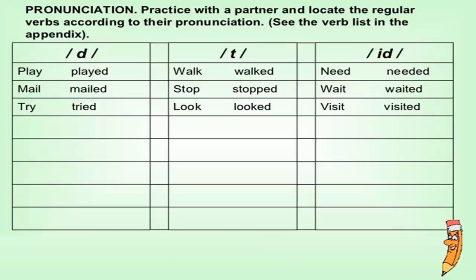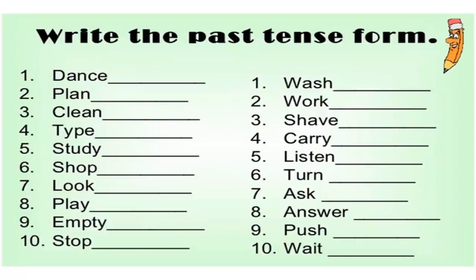But the ed in the next column sounds like t because it's preceded by a voiceless sound. So walk, walked. Stop, stopped. Lock, locked. And the ed in the last column sounds like id. Need, needed. Wait, waited. Visit, visited. So when the last letter is D or T, the ed sounds like id. Write the past tense form of the following verbs.